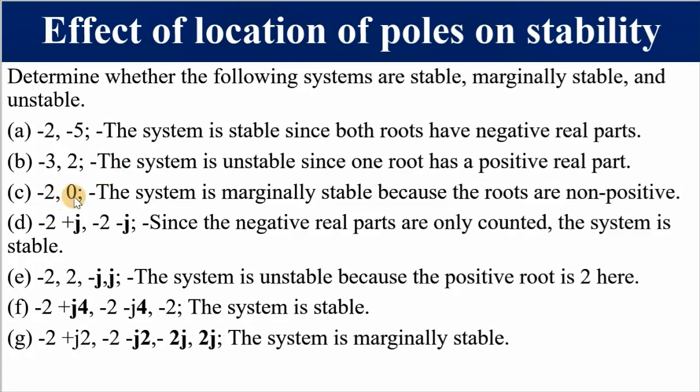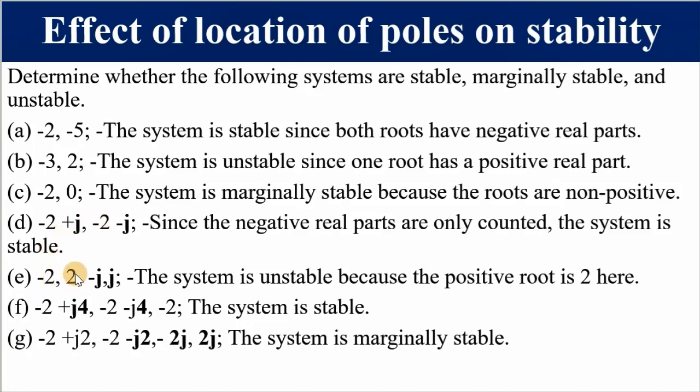-2 and 0. The system is marginally stable because the roots are non-positive. Please take note. -2 plus j, -2 minus j. And we are saying, since only the negative real parts are counted, the system is stable. What are we saying? We don't consider the plus j and minus j. We consider -2 and -2. So the two roots are negative. Hence the system is said to be stable.